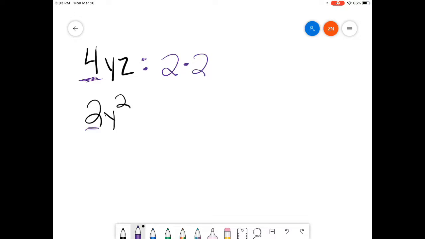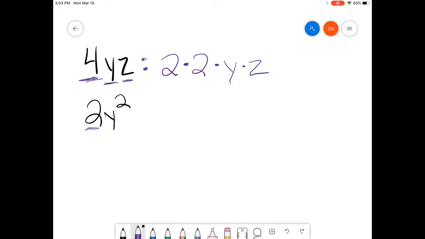Then take a look at the variables. When you're factoring monomials, you only break apart the variables when they have a power. So both y and z only have a power of 1. That means there's only one y and one z. So the end of my problem here, I'll have one y and one z.